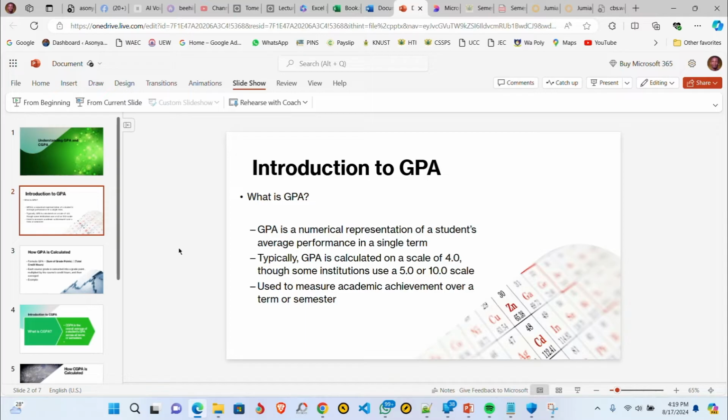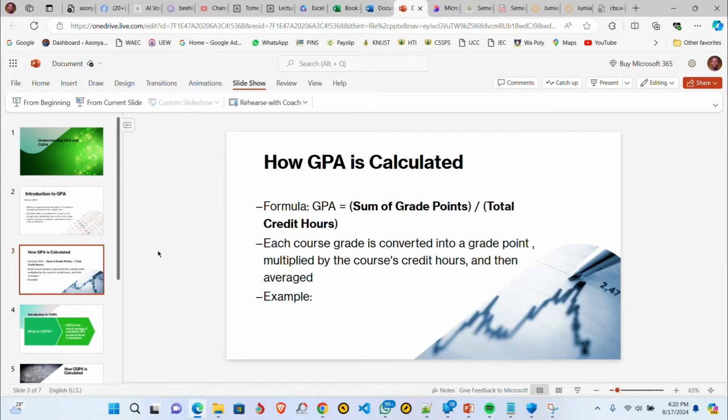GPA is usually the numerical representation of your average performance in a single term. Typically, GPA is calculated on a range of 4.0 to 0.0, but some schools use 5.0 or 10.0 to 0.0. This GPA measures your academic performance over a semester or a term. Now let's look at how it's calculated.